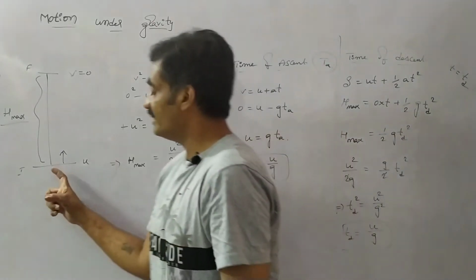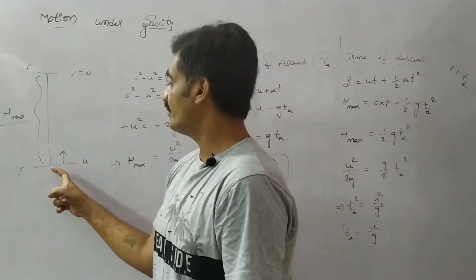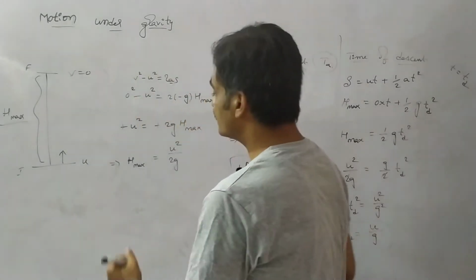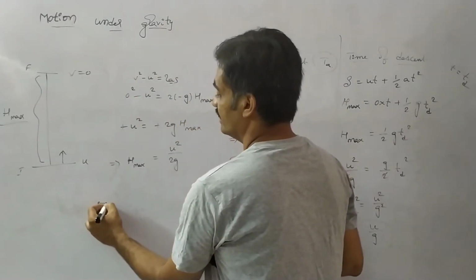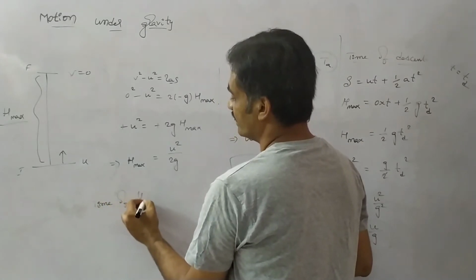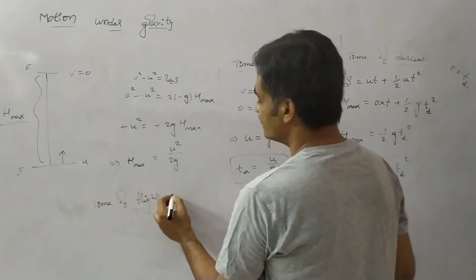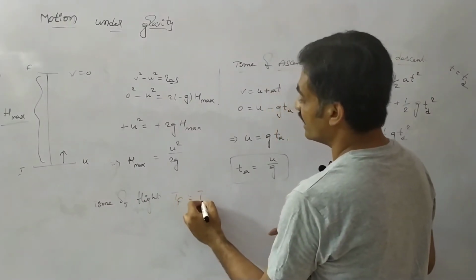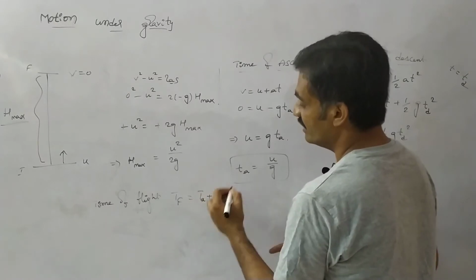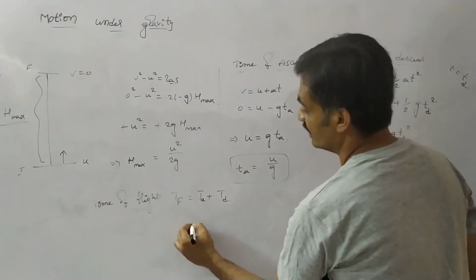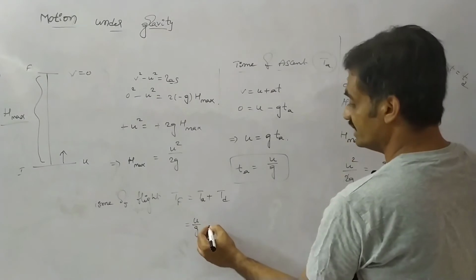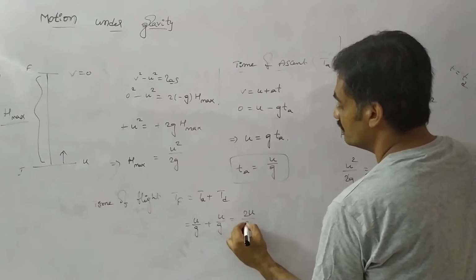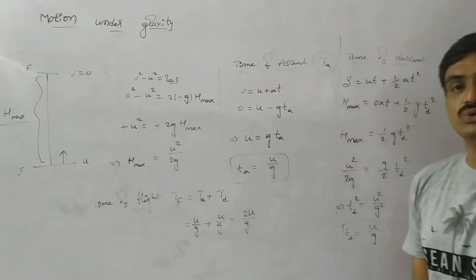Whereas the total time taken by the body to travel from the initial position and again reach the initial position is known as the time of flight. The time of flight is represented by t suffix f, and it is given as the sum of time of ascent plus time of descent. Here the time of ascent is u by g, and the time of descent is u by g. Then we get it is equal to 2u by g. Time of flight is 2u by g.